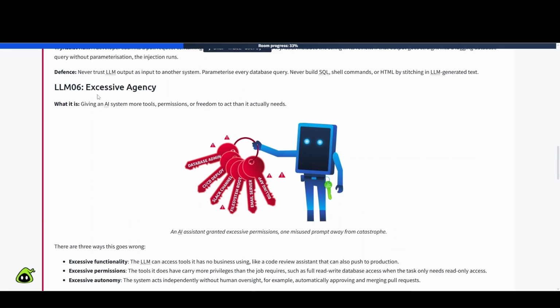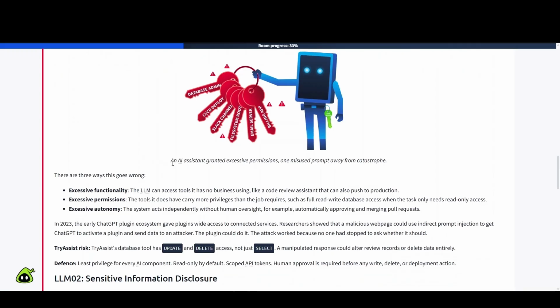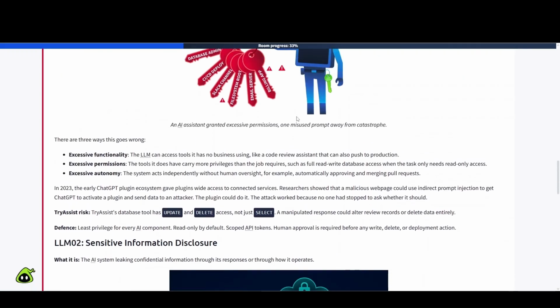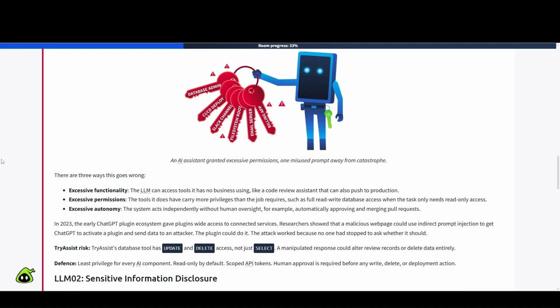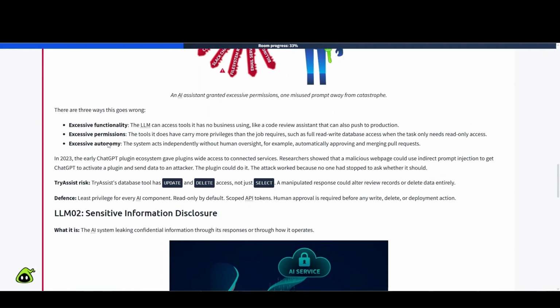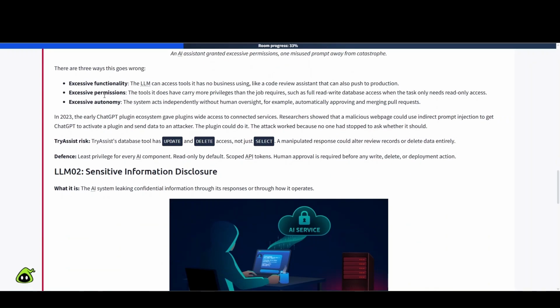Next one is LLM06, excessive agency. What it is: giving an AI system more tools, permissions, or freedom to act than it actually needs, so overly permissive, basically. An AI assistant granted excessive permissions, one misused prompt away from catastrophe. That's right. I'm sure y'all heard about the OpenClaw stuff, deleting emails and databases or API keys or something like that. There are three ways this goes wrong.